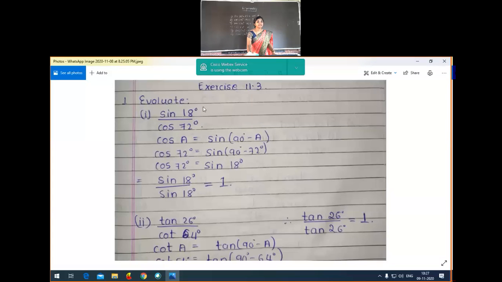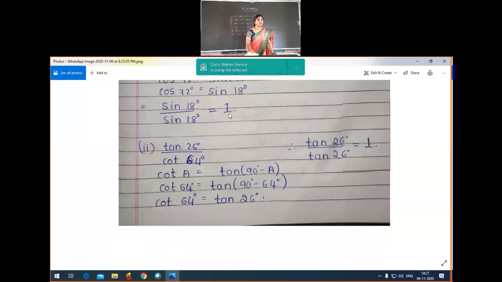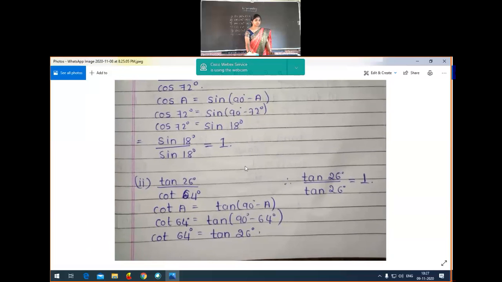So sine 18 degree as it is, divided by cos 72 degree, which is replaced as sine 18 degree according to this trigonometric ratio of complementary angles. Therefore sine 18 divided by sine 18 is equal to 1. Got the idea of the first question, right? It's a very simple problem. Now in the same way we'll work out one more problem. Tan 26 degree divided by cot 64 degree.